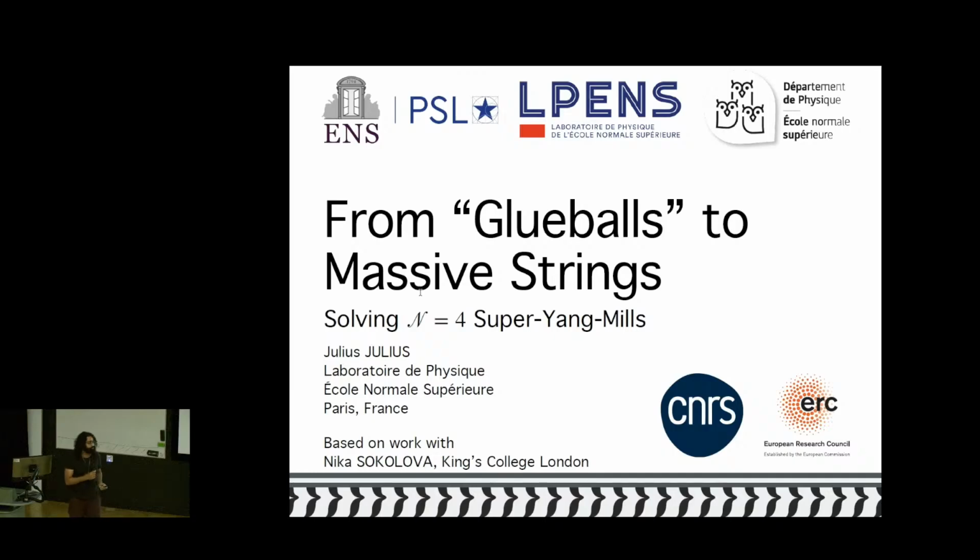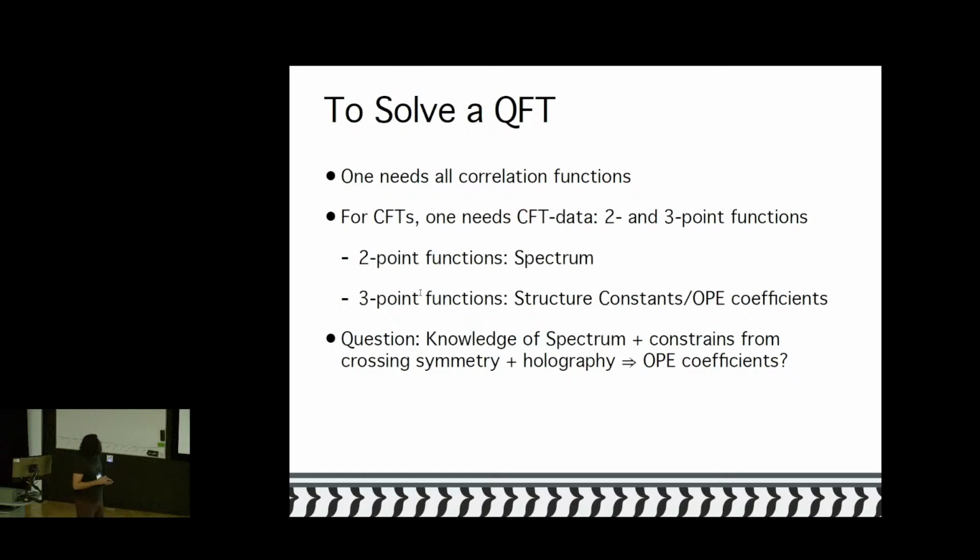I like to start talks with this question: what does it mean to solve a quantum field theory? I know this audience doesn't need motivation, but just in case. To solve a quantum field theory, you need to know all correlation functions. In general, this is quite hard, but if you have a conformal field theory, then it becomes slightly easier because you just need to solve all 2 and 3 point functions. These 2 and 3 point functions together are called the CFT data of a conformal field theory. The 2 point functions are called the spectrum. 3 point functions are characterized by numbers called structure constants or OPE coefficients.